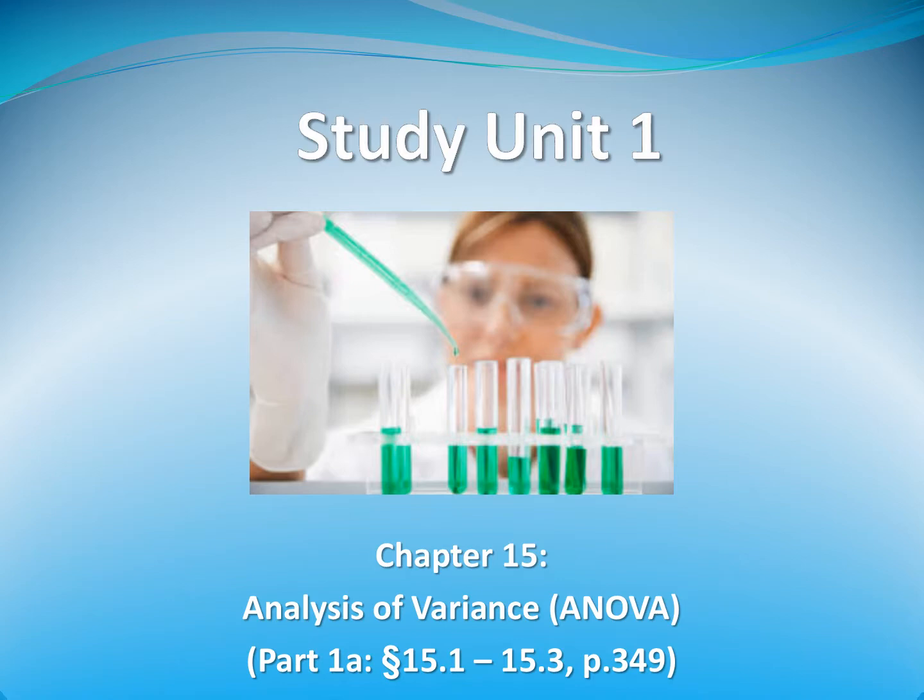Study Unit 1 is on Chapter 15, which is on the analysis of variance, or ANOVA for short. ANOVA is basically a set of techniques that allows us to compare multiple population means simultaneously to see if there are differences amongst them or not. So you compare 3 or more population means against each other.